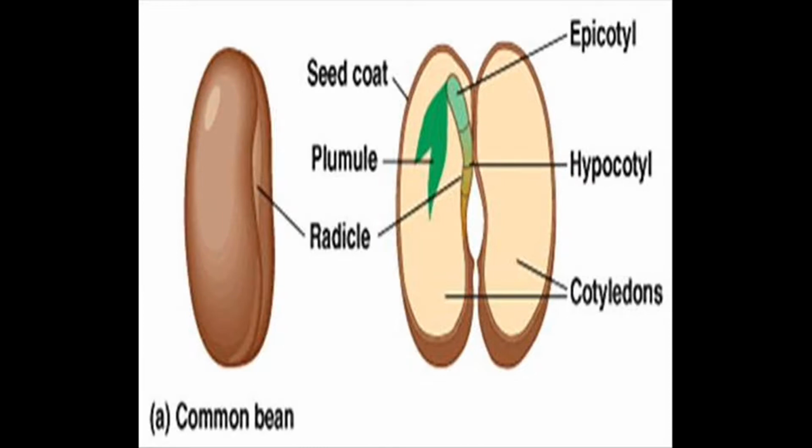The seed is the ripened ovule or egg, fertilized product of gymnosperm and angiosperm plants. This is the end product of the pollination process in which the embryo develops from the zygote and the seed coat from the outer covering of the ovule.